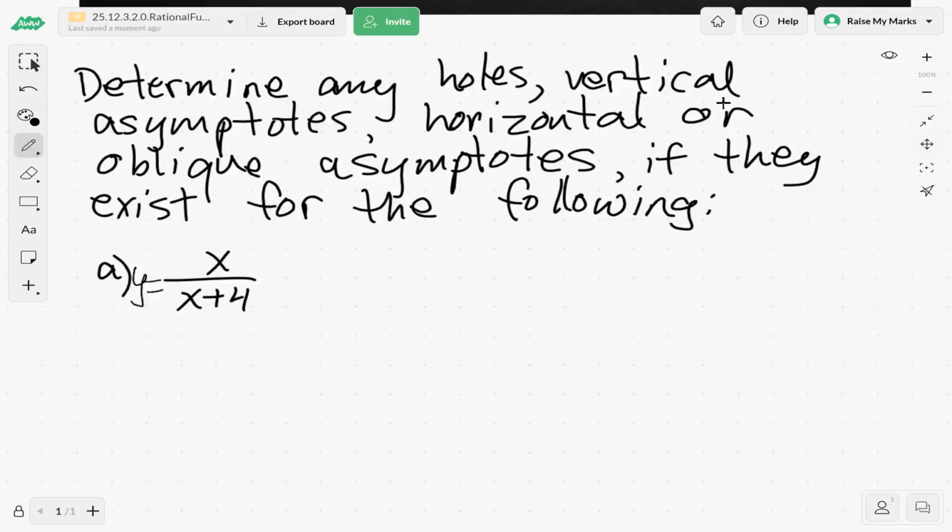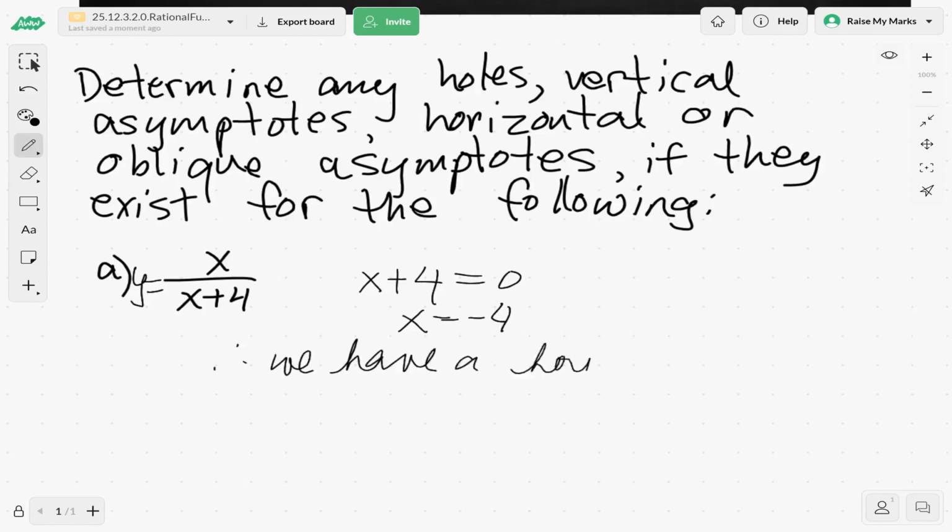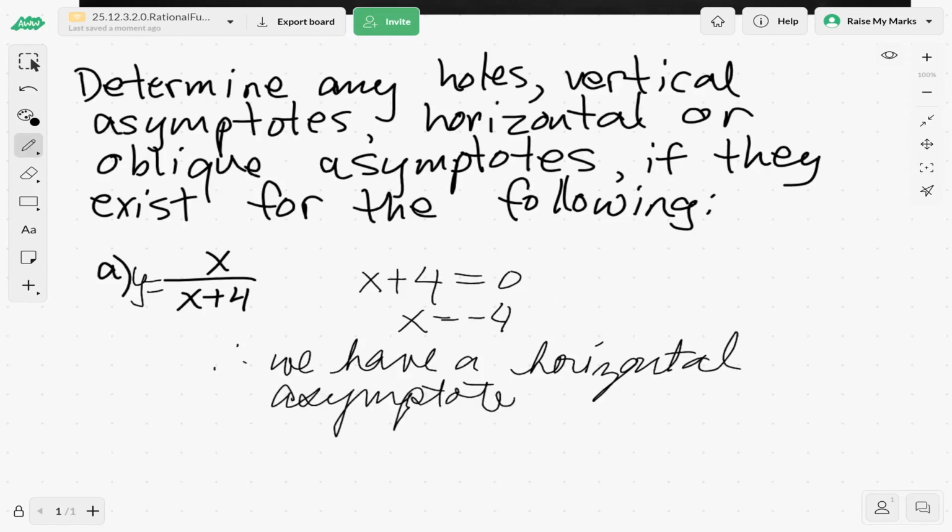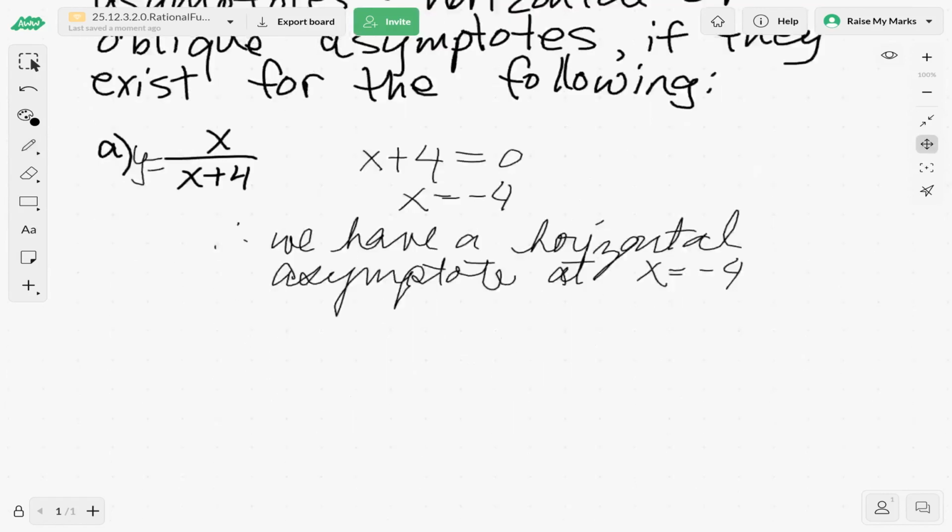All right, so let's look at y. Are there any holes? I don't think there are any holes, but our function is undefined when our denominator is 0, so when x plus 4 equals 0, or when x equals -4, and this is actually a horizontal asymptote. Therefore, we have a horizontal asymptote, I'll just write this out, at x equals -4. So it's always good to put a nice concluding statement after we've done the work.